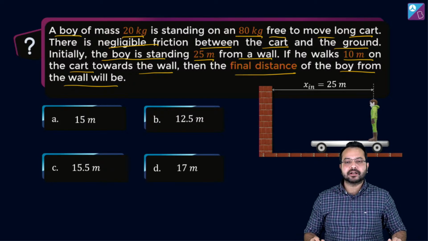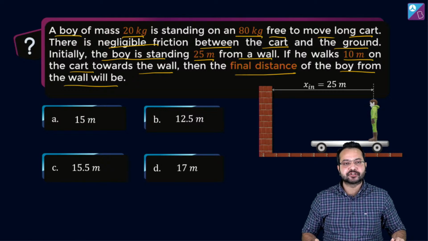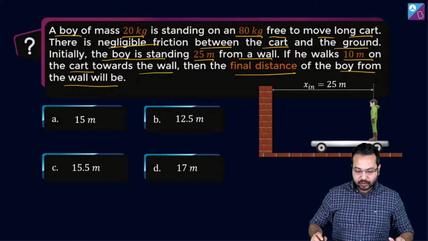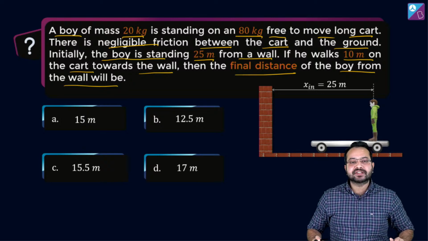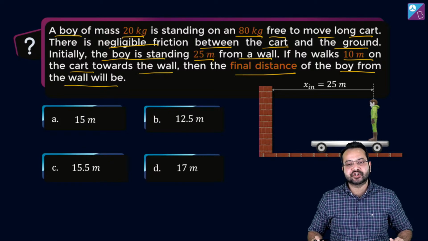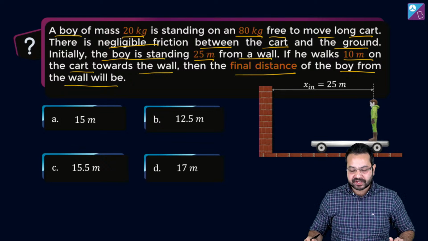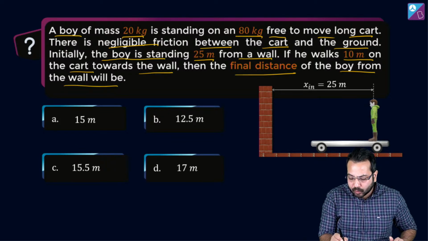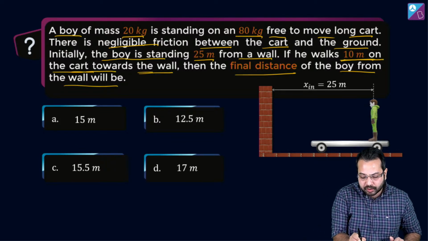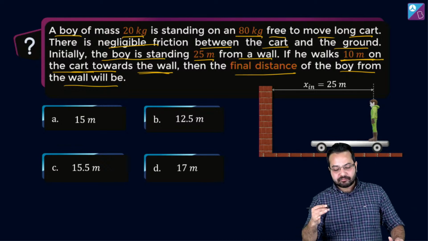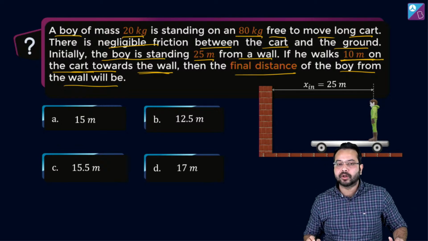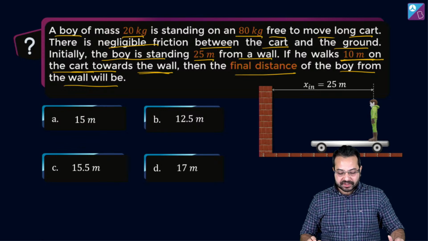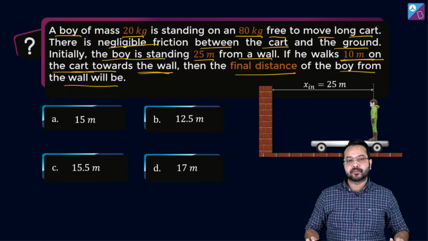So we have a cart and the surface is frictionless. It is not going to give any friction. And the boy is standing, he is at rest initially. Then he walks a certain distance. What distance does he walk? He walks 10 meters on the cart towards the wall. And then we have to find out what is the final distance of the boy from the wall.